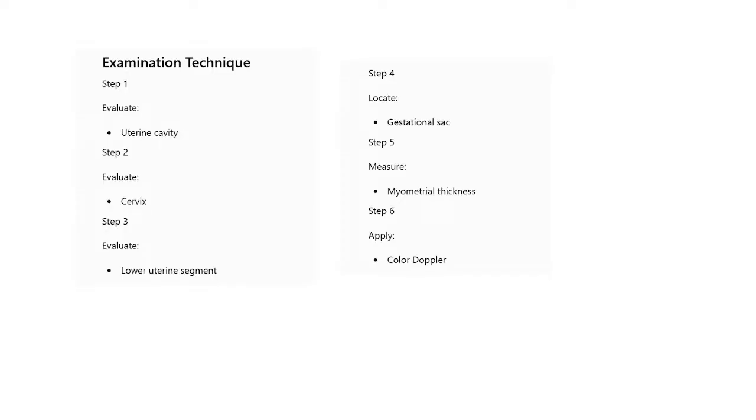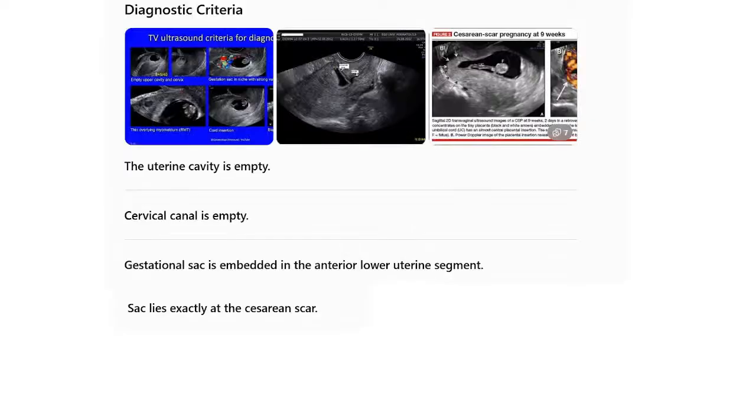So now, the examination technique. Step 1, you should evaluate the uterine cavity. Step 2, evaluate the cervix. Step 3, you should evaluate the lower uterine segment. Then step 4, locate the gestational sac. Step 5, you should measure the myometrial thickness. And step 6, you should apply color Doppler.